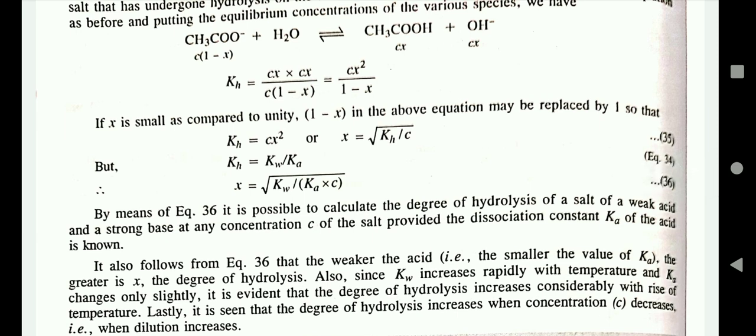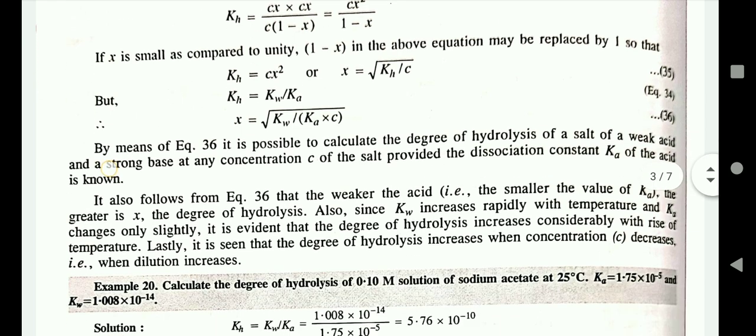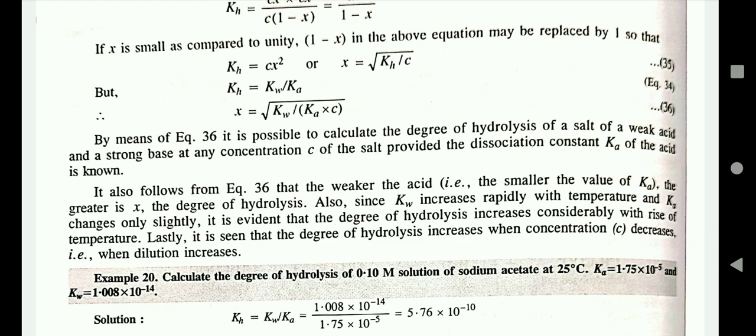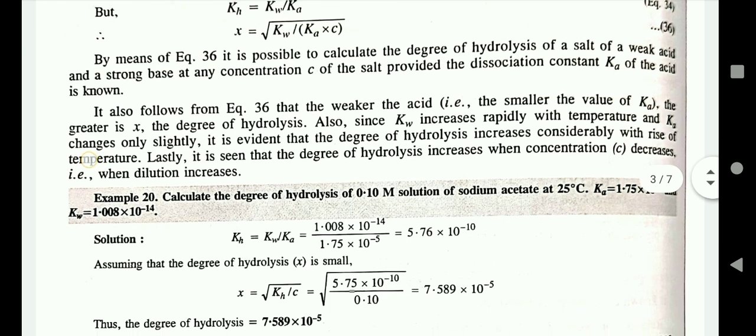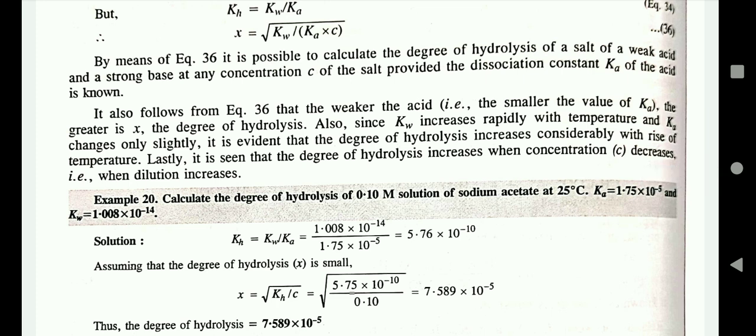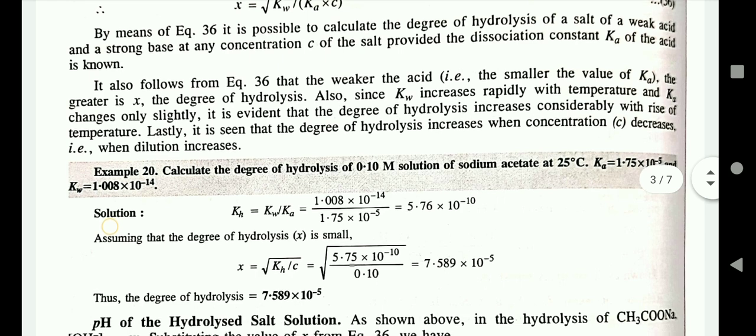If X is small as compared to unity, then 1 minus X in the above equation may be replaced by 1. KH is equal to CX squared, or X is equal to the square root of KH divided by C. By means of this, it is possible to calculate the degree of hydrolysis of a salt of a weak acid and a strong base at any concentration C of the salt, provided the dissociation constant Ka of the acid is known.